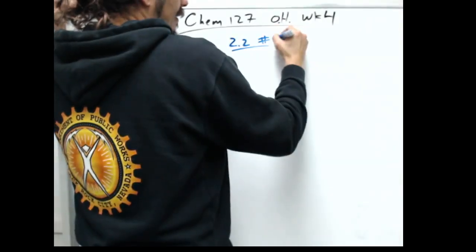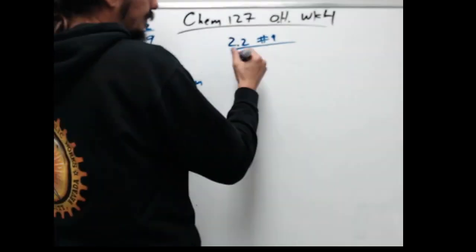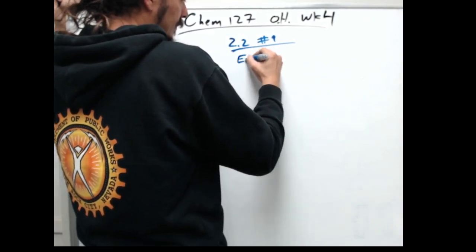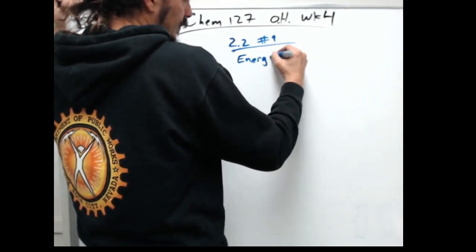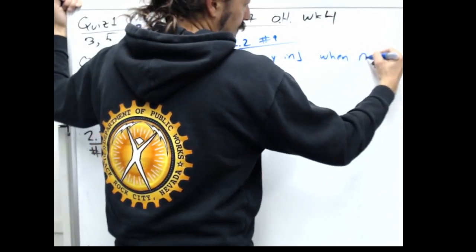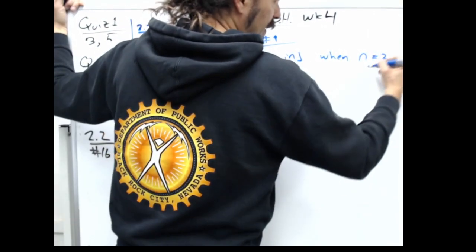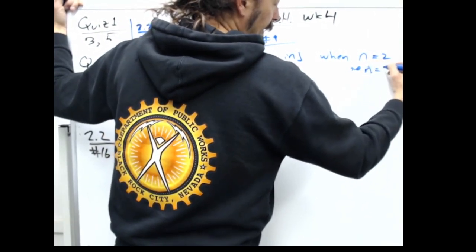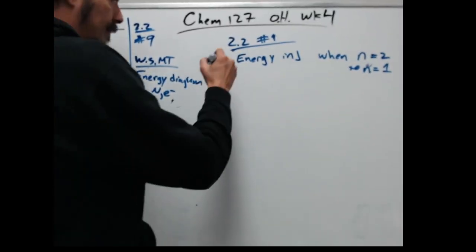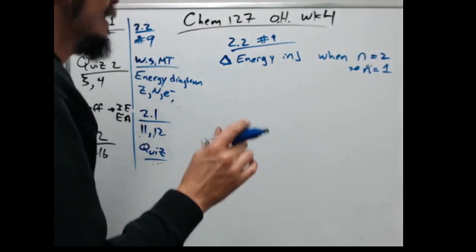number 9. What is 2.2, number 9? It says, what is the change in energy in joules for an electron in a hydrogen atom when it relaxes from n=2 to n=1? Can you read that again? What is the change? Change in energy. I just missed the word change, and so I was like, wait, that doesn't make sense to me. Yeah. Change in energy.